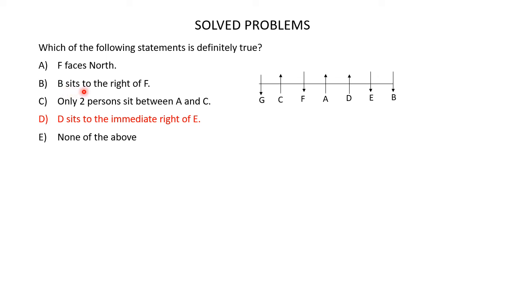Option B states B sits to the right of F, but in the given seating arrangement B sits to the left of F. So this is also not true. Option C says only two persons sit between A and C. Between A and C, there's only one person. So this is also not true. Option D says D sits to the immediate right of E. D sits to the immediate right of E. This is true. So option D is the correct answer.